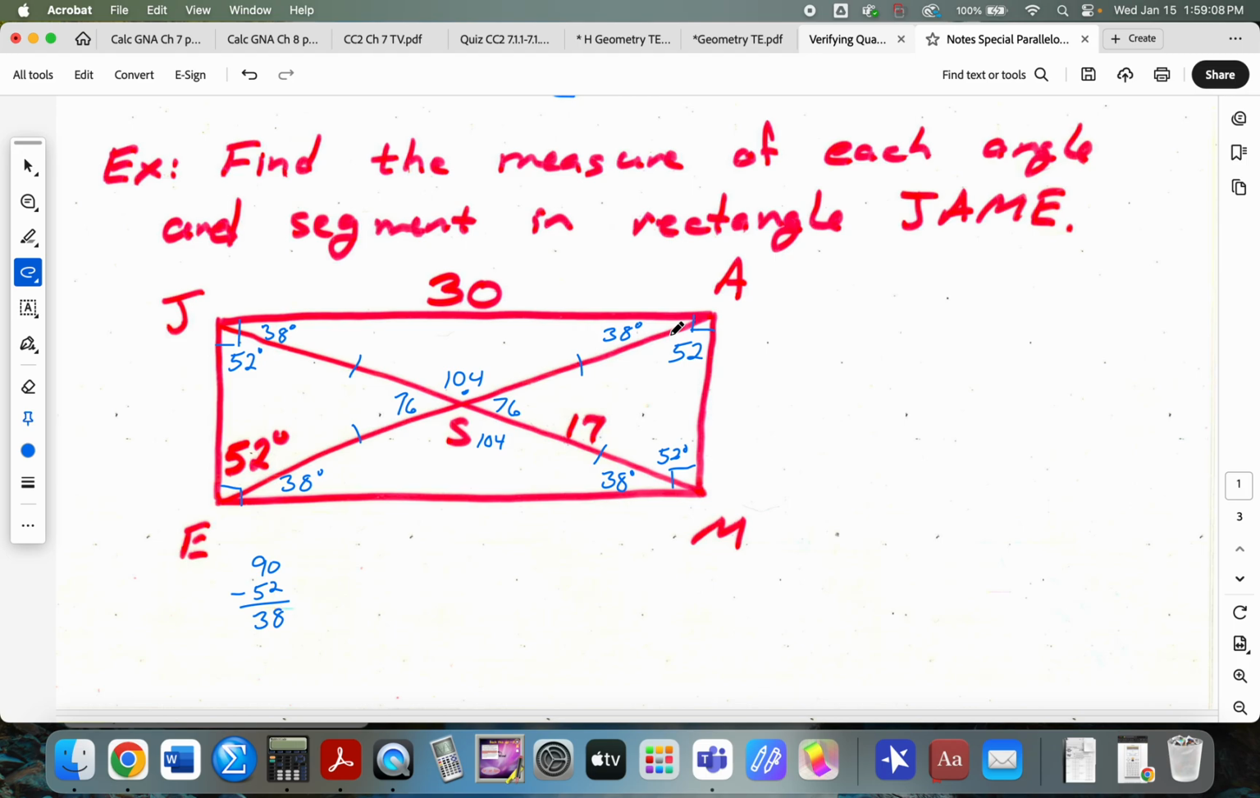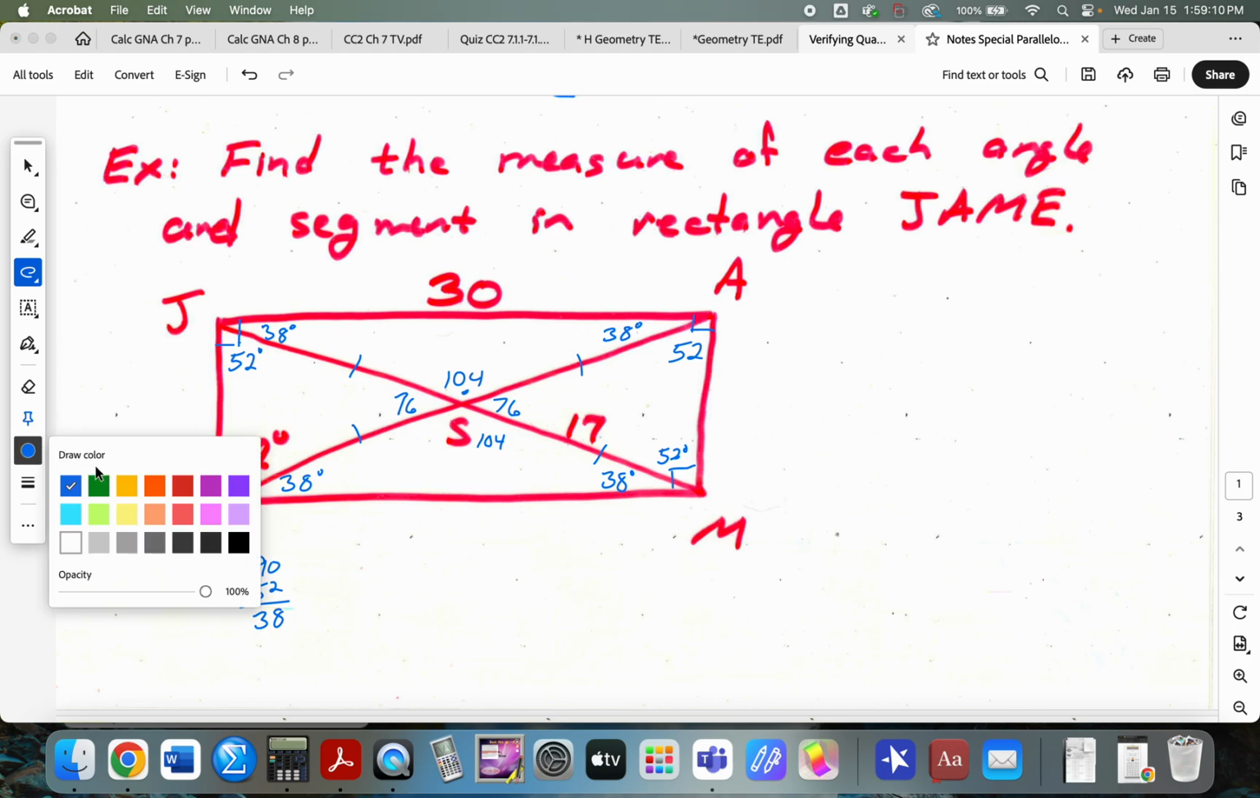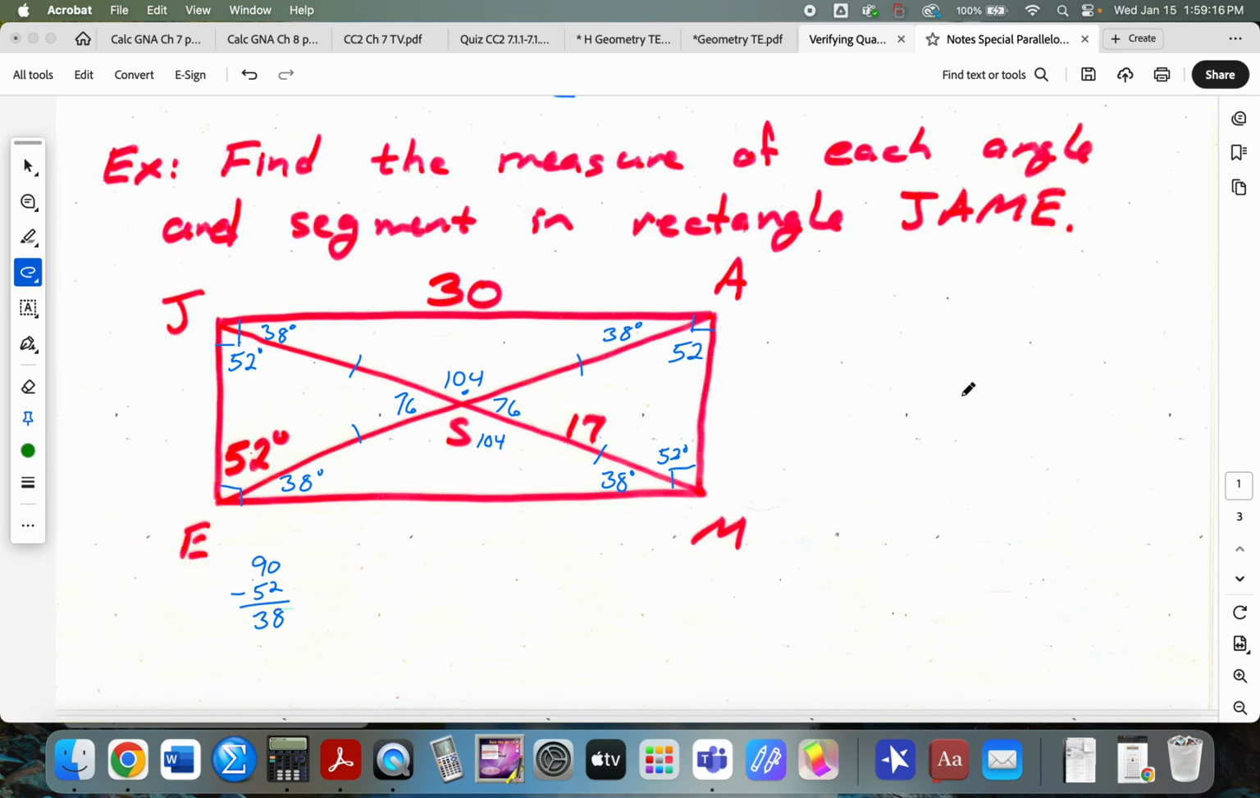So that's all the angles. Now let's switch and find sides. All right, so if this side is 30, well, I know this side is 30. And since SM is 17, I know that JS is 17, ES is 17, and AS is 17. I know all those are 17.